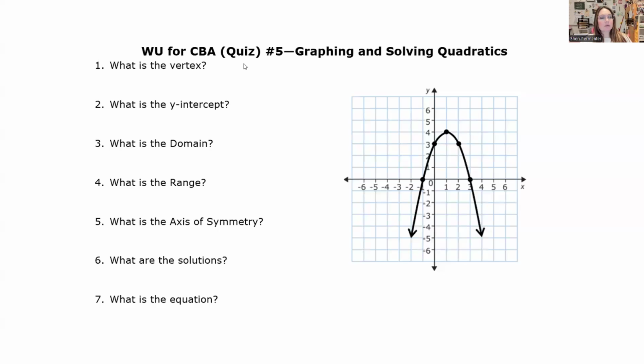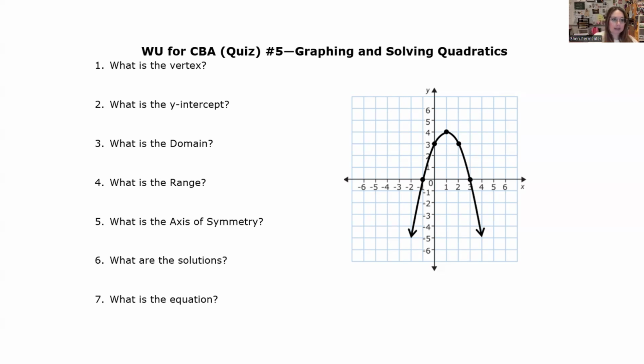So this is the warm-up for the 5th quiz or CBA. We're going to graph and solve quadratics. I'm hoping that most of the elements of this first question we get with no problem. Maybe we struggled a little bit with number 7, but I'm hoping that everything else we should have solid.